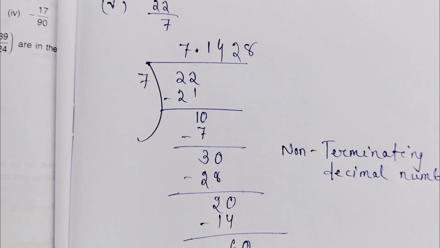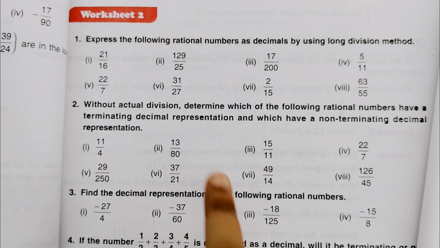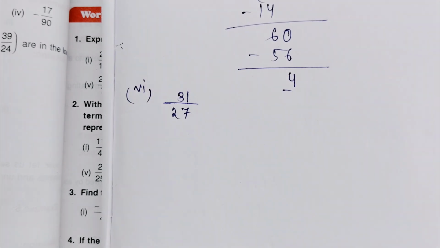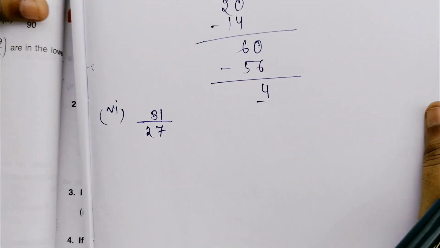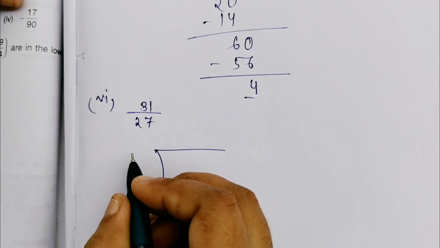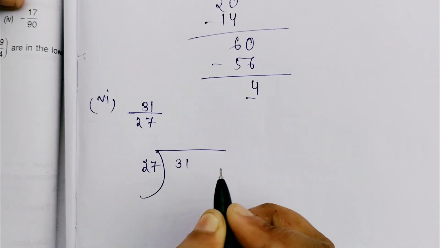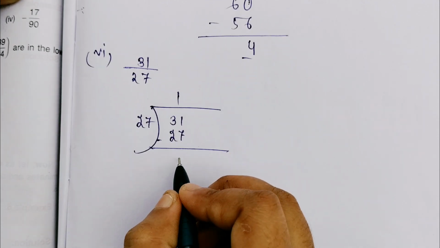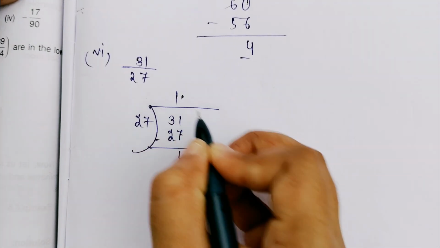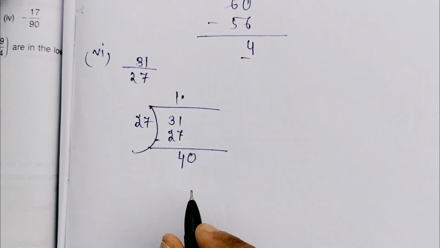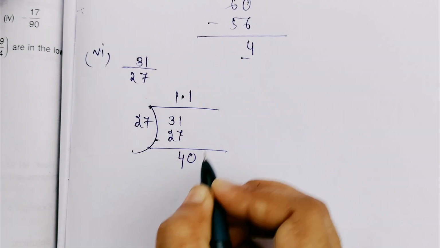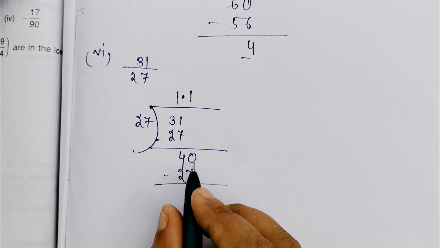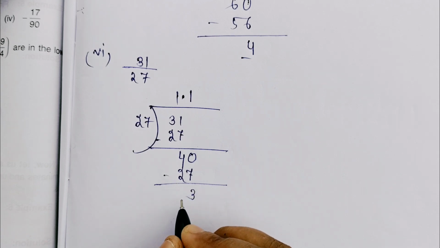Now we solve another one. 31 by 27. 27 1 is 27. Now we subtract it. 31 minus 27 is 4. Then 4 is less than 27, so we put a decimal and here use 10. Then 27 1 is also 27. Then 40 minus 27: 0 minus 7, we cannot subtract, so borrow. 10 minus 7 is 3. 3 minus 2 is 1.